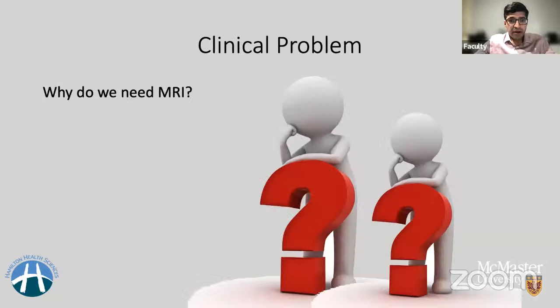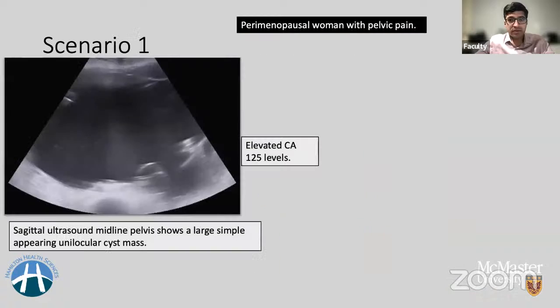So why do we need MRI? Let's look at some scenarios. Scenario 1: a perimenopausal woman with pelvic pain and elevated CA125 levels, and the sagittal ultrasound showing a large unilocular cyst. In this case, it was more than 10 centimeters in size. What happens now is that with ultrasound and large cystic masses, you may see some reverberation artifacts at the bottom of the image here.